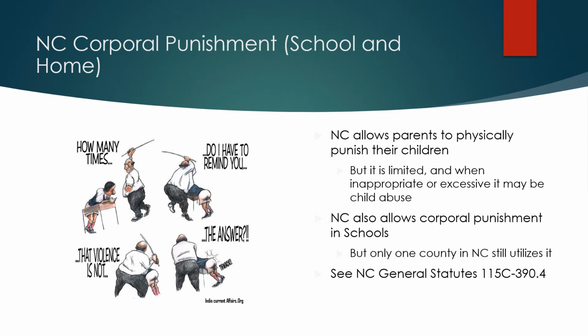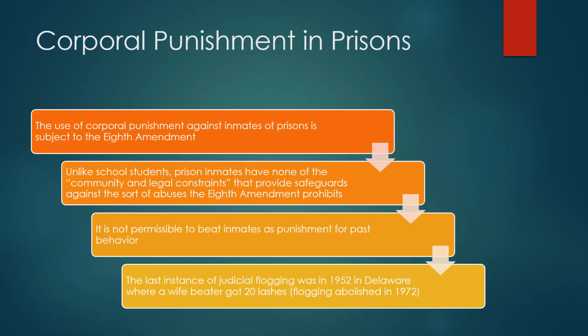Well, one of the things I just referenced was, what about prisons? Well, the use of corporal punishment is not allowable to punish for past offenses, but you can use it to control current ones. Now, unlike school students, there's very little safeguard, okay? It's not permissible to simply beat them or whip them. And those have pretty much ended.